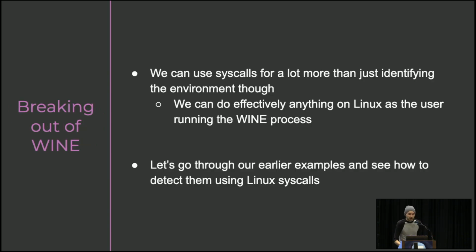Simple as that. But we can use syscalls for a lot more than just identifying the environment. We can effectively do anything on Linux that you would be able to do as the Linux user. So Wine is not a sandbox. This isn't a security control. But if it was, we would have broken out of that sandbox at this point. So let's go through our earlier examples of cheat detections and see how we can detect them now that we have the ability to issue Linux syscalls.